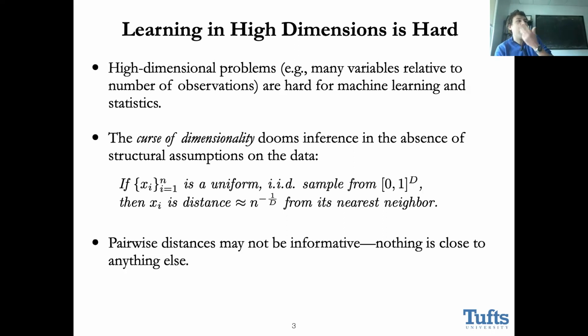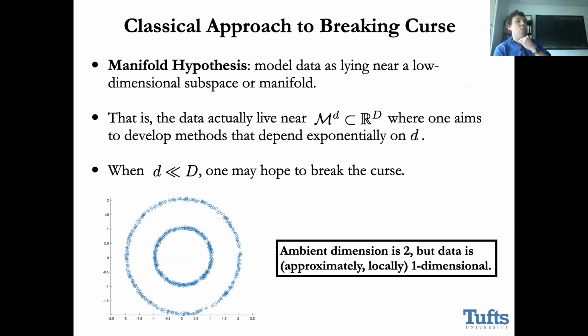So pairwise distances on their own may not be informative. Okay, we all know this isn't really true. People do inferences on high dimensional objects all the time, right? Genetic analysis is a thing, despite these observations being in a huge number of dimensions. So why does this work? How can you do statistics in these high-dimensional settings?